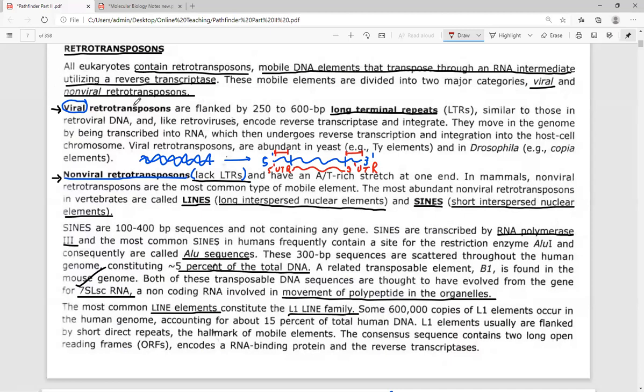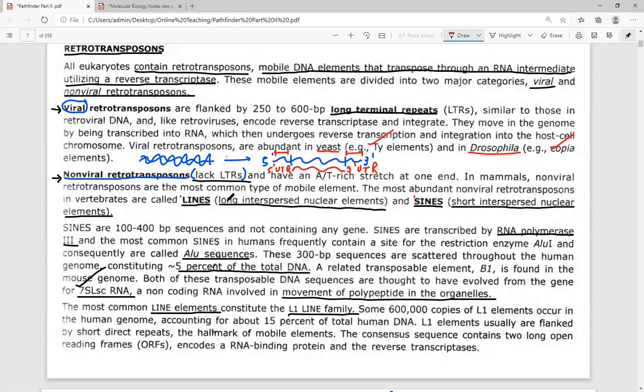Viral retrotransposons are present in the form of Ty elements in the case of yeast, whereas they are also present in Drosophila melanogaster as copia elements. Yeast के अंदर Ty element हो सकते हैं और Drosophila के अंदर जो element होते हैं, those elements are referred to as copia elements. There are two different types of non-viral retrotransposon. One is referred to as LINE, another one is referred to as SINE. LINE refers to long interspersed nuclear element and SINE refers to short interspersed nuclear element. These are the two different types of nuclear elements that are being associated with the cell. One is called LINE, another one is called SINE.